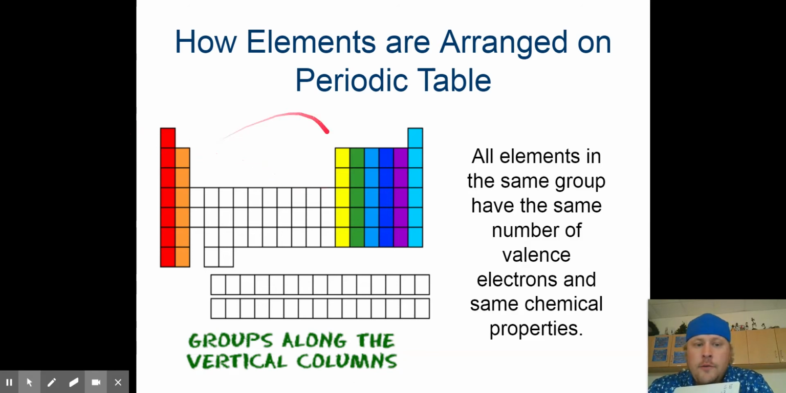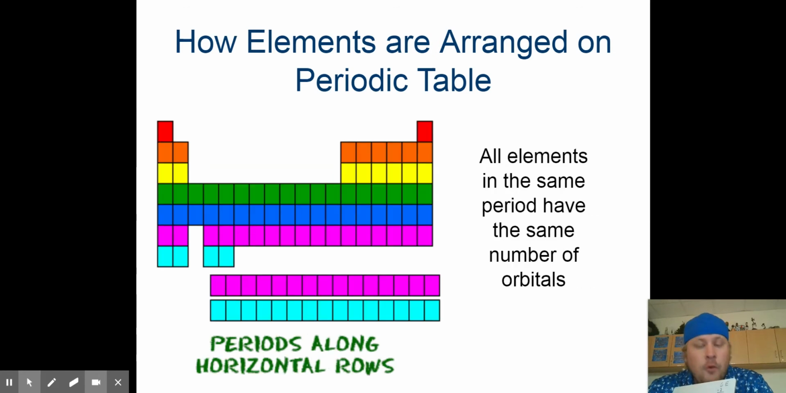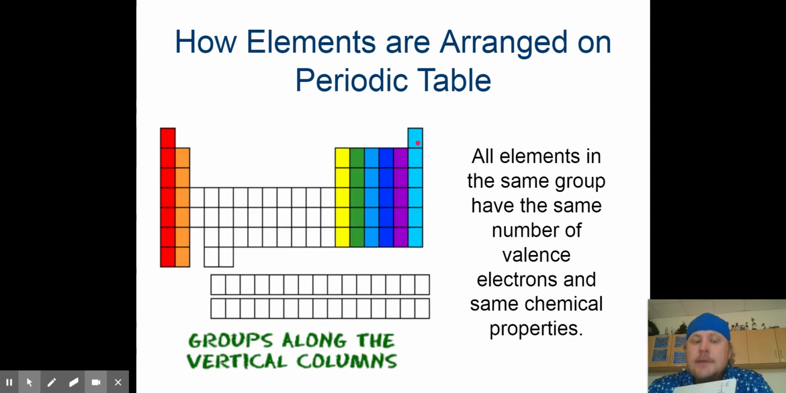So 1, 2, 3, 4, 5, 6, 7, 8. So in our case, there can only be 8 on the outermost at any one time. Again, confusing, but that's all you have to know. The number of valence electrons, the max is 8. Okay, the number of orbitals, 7. So 8, 7. So let's go through here.